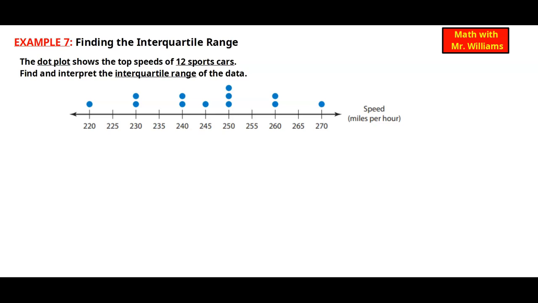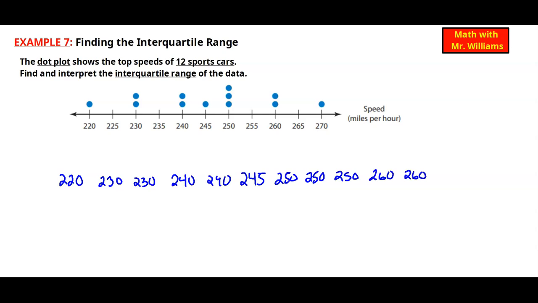So we have 220. We have a couple 230s. We have a couple 240s. We have a 245. We have three 250s. We have two 260s and one 270. So now we have to find our median. We find the two in the middle since we have an even set here.